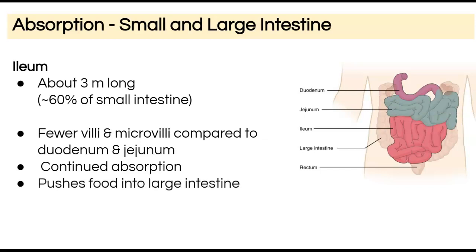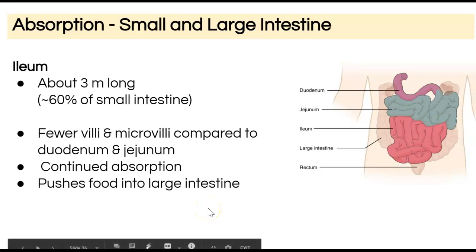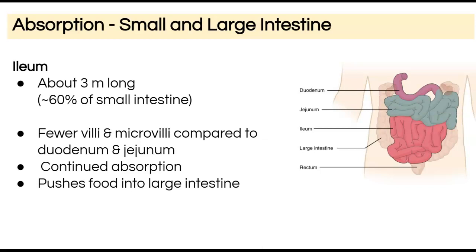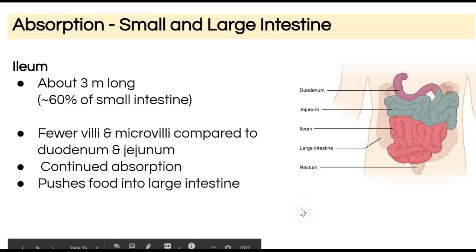Okay, now at the end of the ileum, and I'm going to show you a little diagram here. At the end of the ileum, what we're going to see is food being pushed into the large intestine. So by the time our food moves into our large intestine, any of the nutrients that should have been absorbed ought to have been absorbed into our circulatory system at this point.